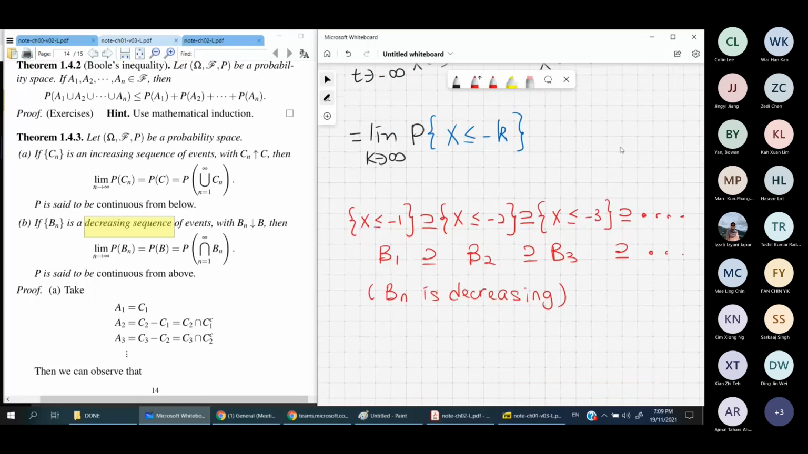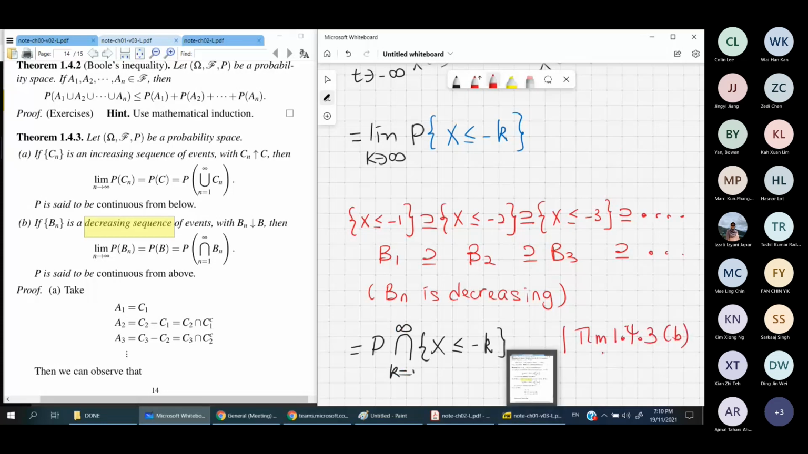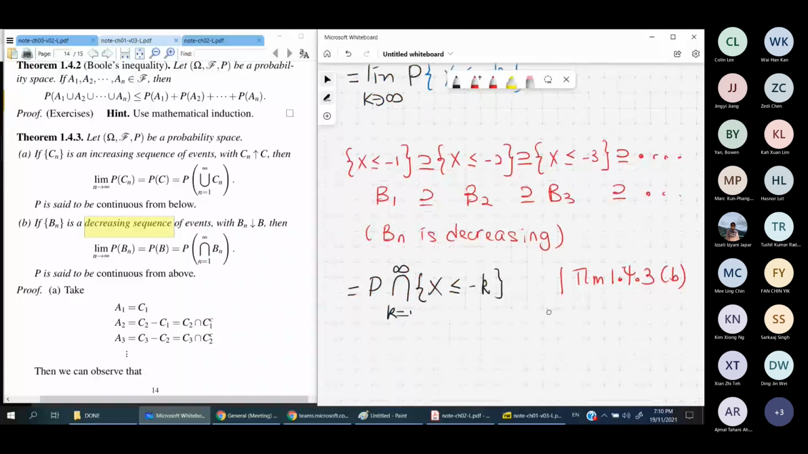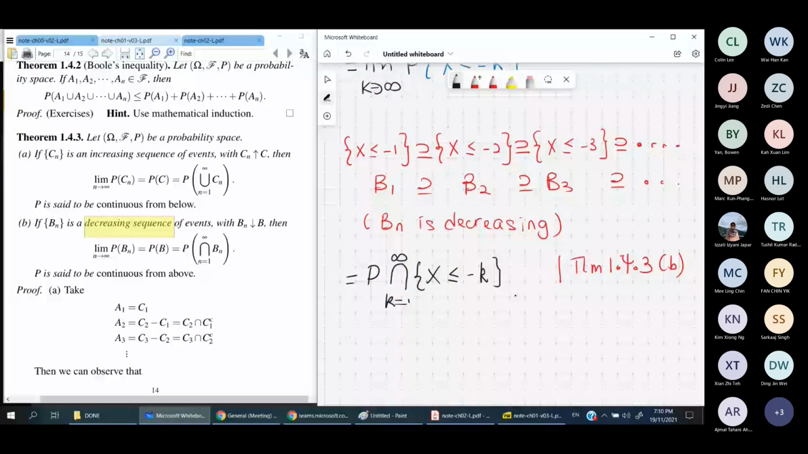Hence, this equals P of the intersection of all of them, X less than or equal to minus k, for k from 1 to infinity. How do we get this? This is by theorem 1.4.3b. If you look at here, k is negative 1, negative 2, negative 3, so this will end up at negative infinity. Because X only takes real numbers, this will be the empty set. P of the empty set is 0.